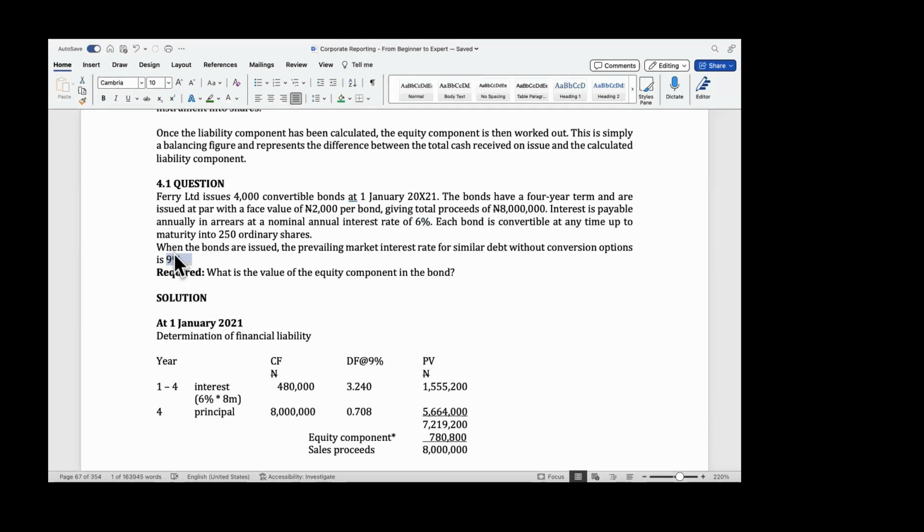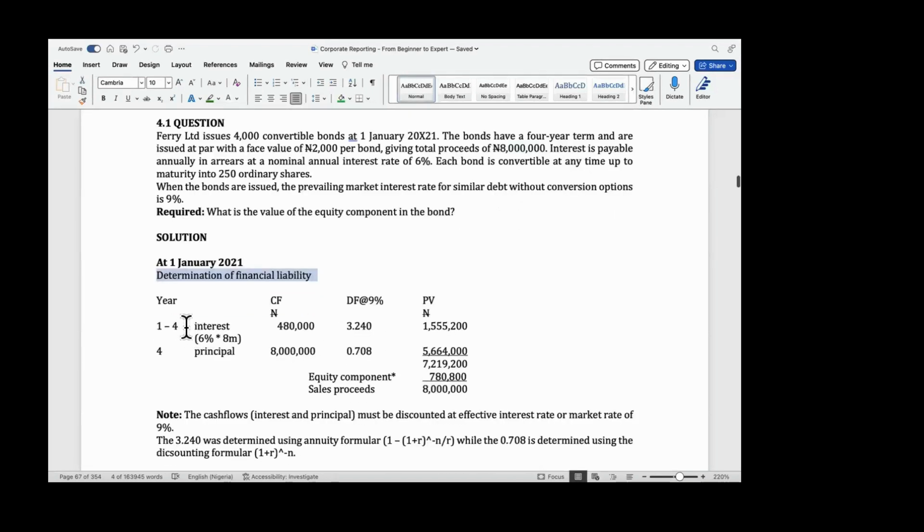Okay, so this 9% is the market rate. So this question now asks us what's the value of the equity component in the bond? First, I've explained earlier that what we need to do is a separation. We are going to separate, or componentize, or bifurcate this 8 million into financial liability and equity. So the first thing is for us to determine the financial liability. And how do we do that? We'll get the present value of the interest and the present value of the principal.